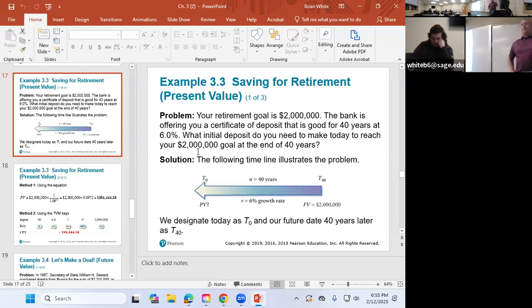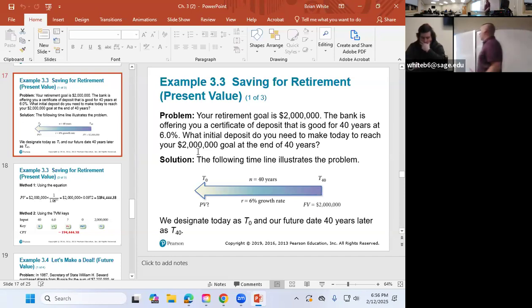So what's our N value? Our N is 40, right? But what are we looking for? Present value or future value? Well, what's our end goal? We want to make it somewhere, so we want FV for something, right? So our FV is going to be what? 2 million. Interest? 6%. 40 years. And what are we solving for again?